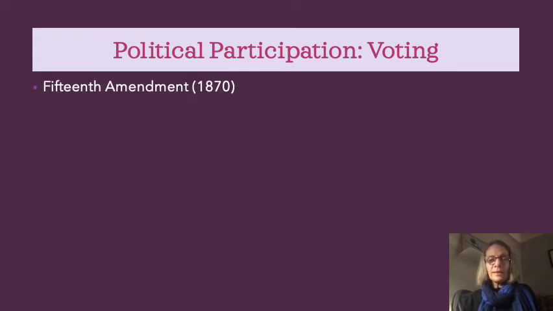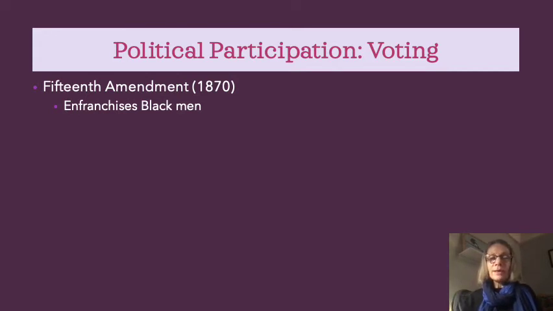The 15th Amendment passed in 1870, and so we've got the 13th Amendment that abolishes slavery, the 14th Amendment that has the Equal Protection Clause in it, and then the 15th Amendment. All of these are known as the Civil War amendments. And the 15th Amendment makes it unconstitutional to abridge a person's vote based on their race or their previous condition of servitude. So it enfranchises Black folks. However, it doesn't enfranchise Black women. And enfranchising just means that you now have the right to vote.